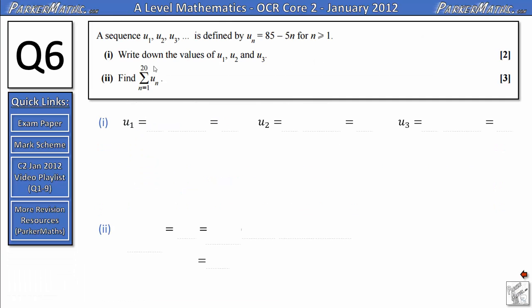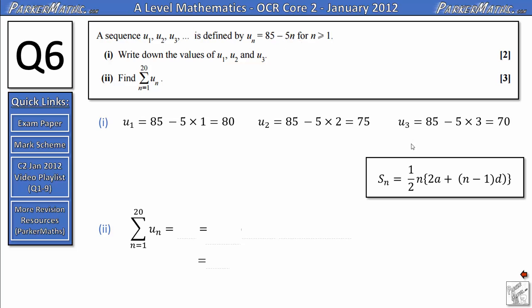Starting with part 1 then, we need to write down the values of U1, U2 and U3. All we need to do is substitute in 1, 2 and 3 into our formula for Un. So for the first one we get 85 minus 5 lots of 1, and that's going to give us 80. For U2 we get 85 minus 5 lots of 2 and that gives us 75. For U3 we get 85 minus 5 lots of 3 and that gives us 70.